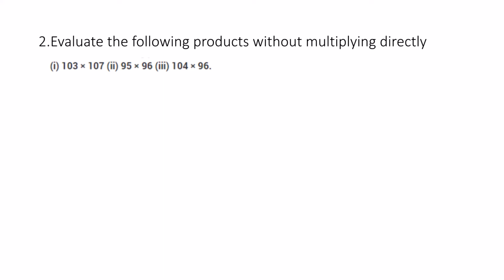Evaluate the following products without multiplying directly. So that means we are going to make use of the identity. So let's take the first question. 103 into 107.